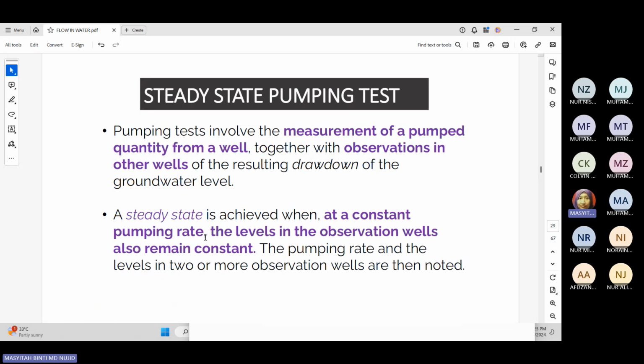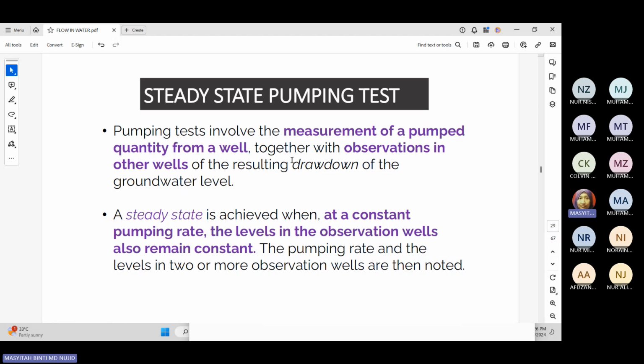Okay, for steady state pumping test, the pumping test involved the measurement of a pump quantity from a well together with observations in other wells of the resulting drawdown of the groundwater level.